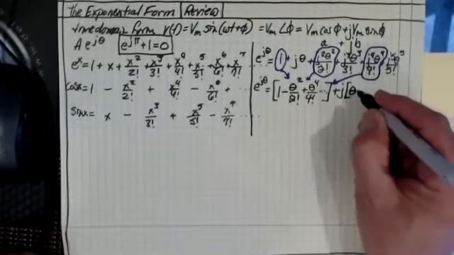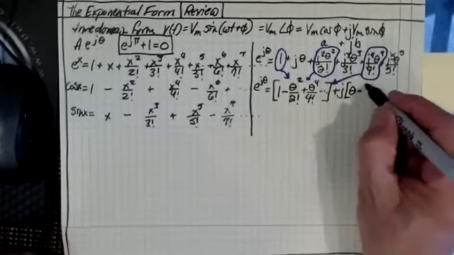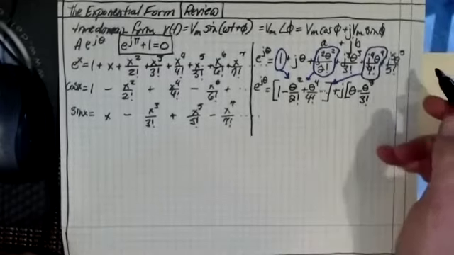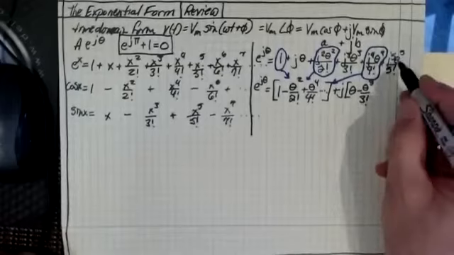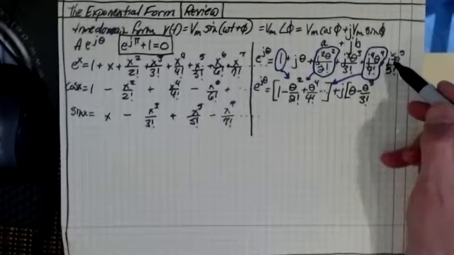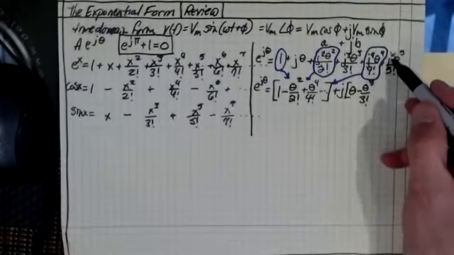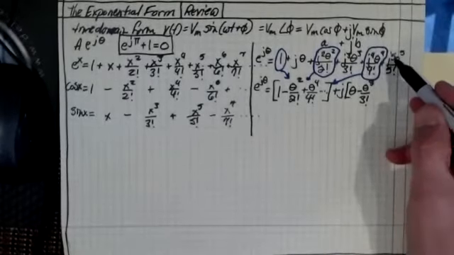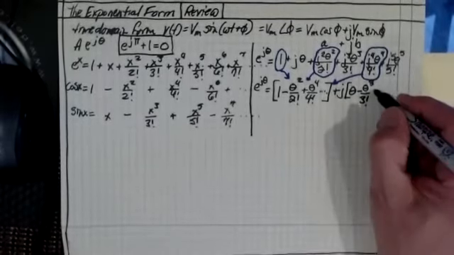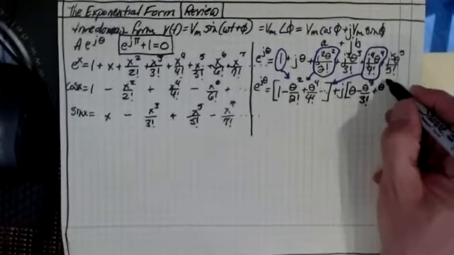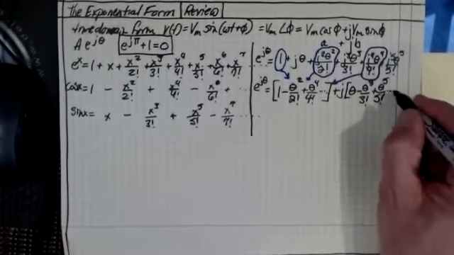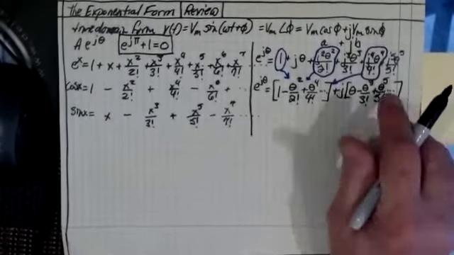J squared is -1 theta cubed over 3 factorial. And then let's go to the next one over here. Well, if I took a j out of there, that would leave j to the 4th power. And that's j squared times j squared, and -1 times -1 is 1, plus 1. So this is going to be plus theta to the 5th power over 5 factorial, right? Does everyone see where that is going?